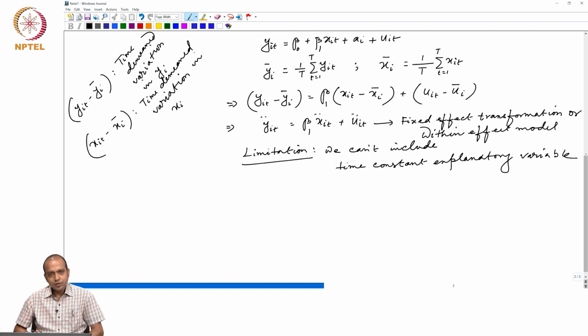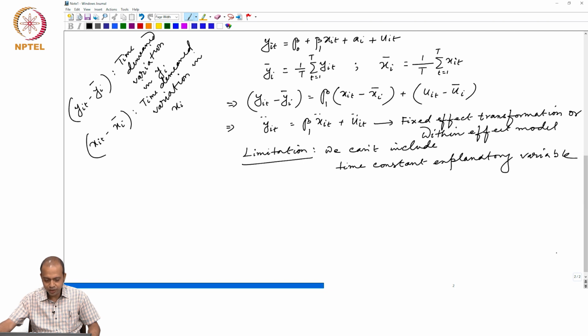So, if any variable, let us say gender or any variable which is a qualitative dummy, which is not changing over a period of time, we cannot include those variables in a fixed effect model, right. Now, we will take a simple data set and I will take you through this fixed effect model, particularly how to estimate a fixed effect model.